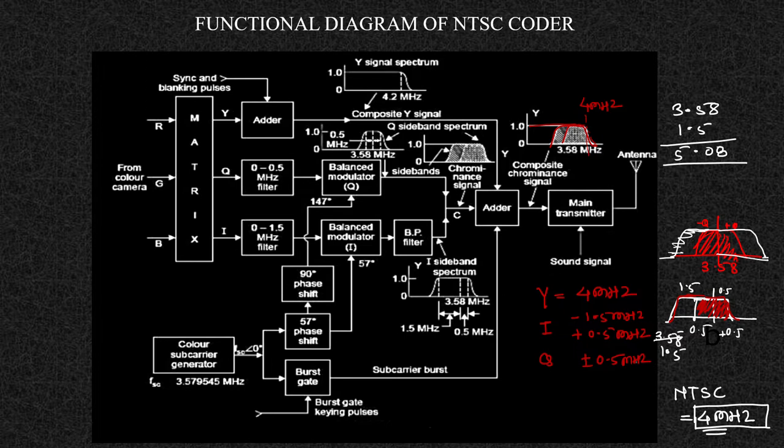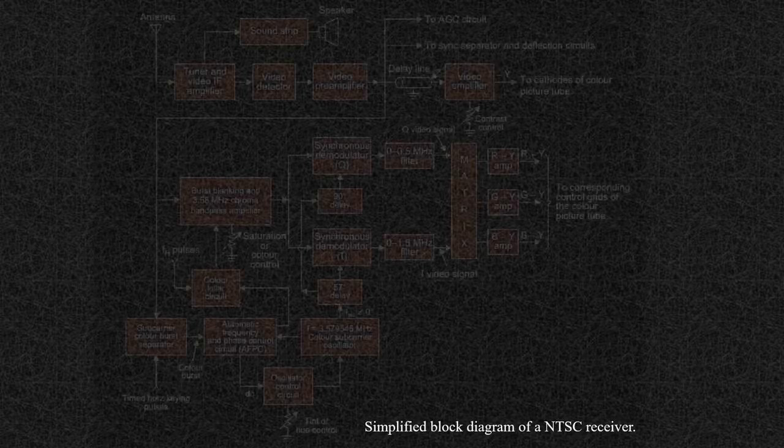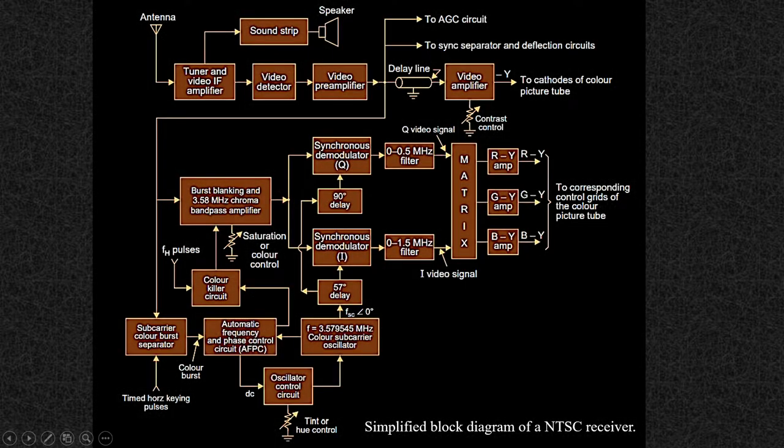Now if you want to study the decoder, you do exactly the opposite processes for the receiver. So you can see here you are having an antenna over here. The antenna receives the signal, it is given to the tuner and IF amplifier. The video detector will detect the signal and give it to the video amplifier, which will extract your luminance signal. Now this is the delay line. As you can see, your color signal starts after your luminance signal. So to have synchronization between your luminance and chrominance, one delay line is given over here to have a proper synchronization of the luminance and the chrominance.